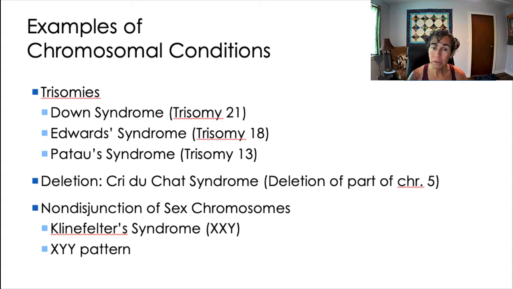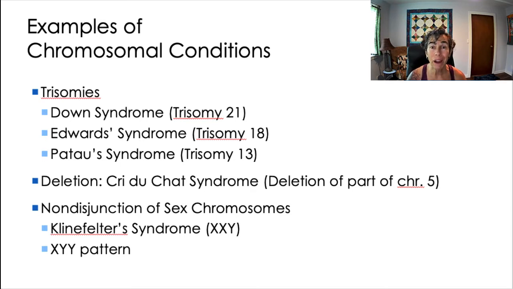Some examples of conditions, as I said, with the trisomies, we have trisomy 21, which is Down syndrome, quite common, and we're going to look at that one. Edwards syndrome, trisomy 18, and Patau syndrome, which is trisomy 13. In terms of deletion of chromosomes, Cri-du-chat is one of those conditions, and it's deletion of a part of chromosome number 5.